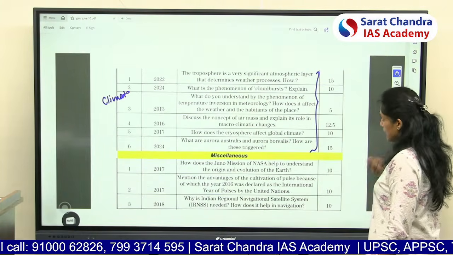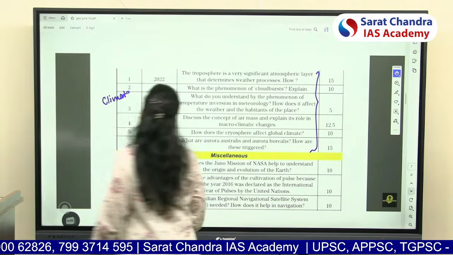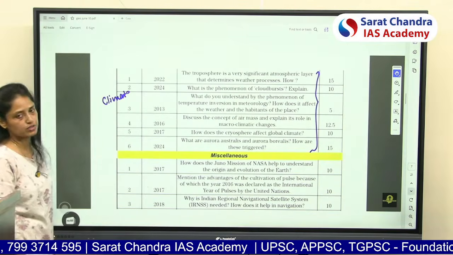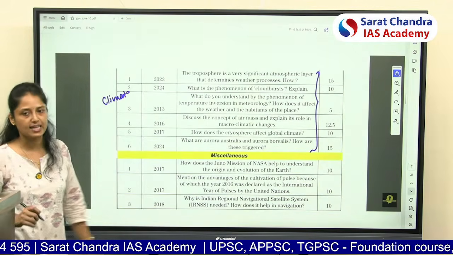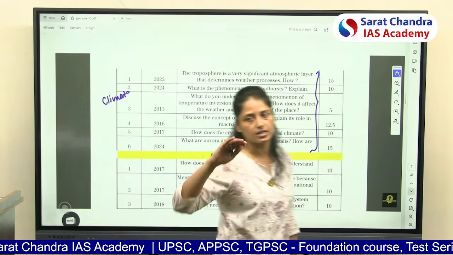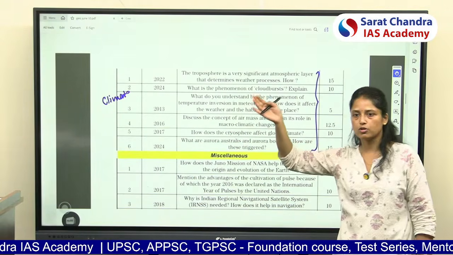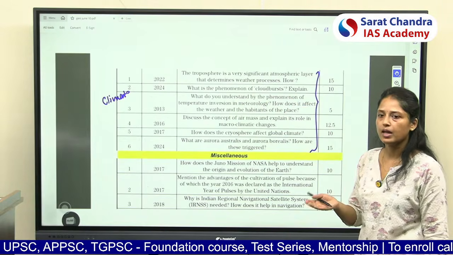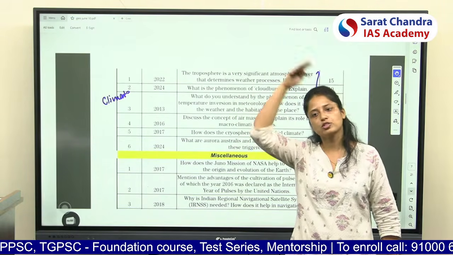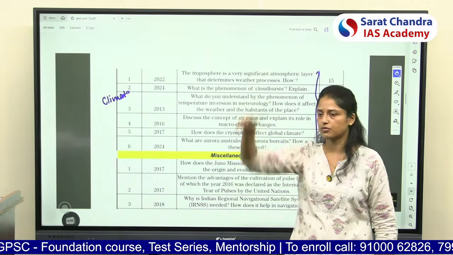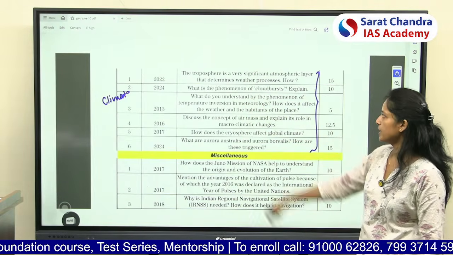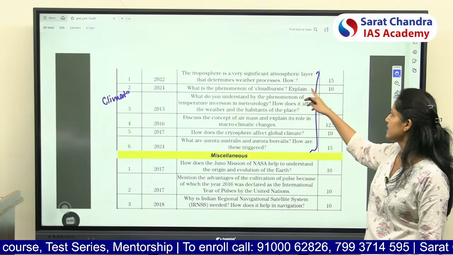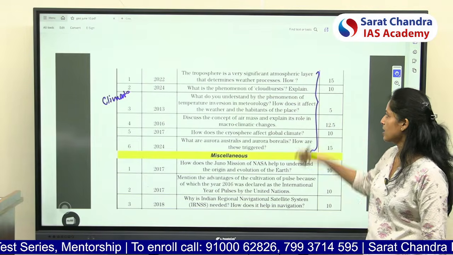Now, next topic from where many questions are coming is the topic related to atmosphere. In atmosphere, many things can come. In atmosphere, the topic of cyclones can also come, right? In atmosphere, the topic of temperature inversion also come. In atmosphere, the layers of atmosphere can also come, troposphere, stratosphere. So see, this question from 2022, troposphere is a very significant atmospheric layer that determines weather process.